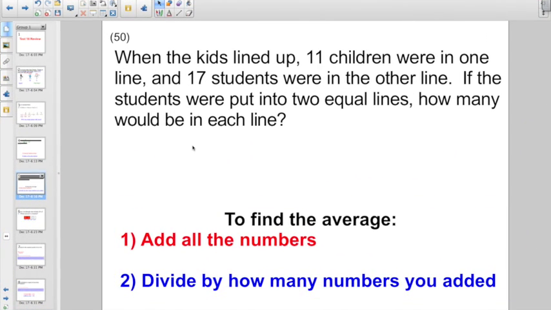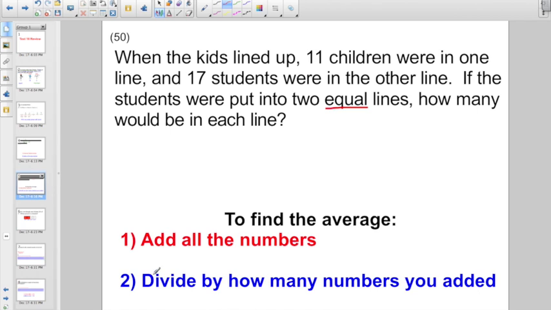Check out this one coming at you from Lesson 50, which is all about how to find an average. And here it is saying, when the kids lined up, 11 children were in one line and 17 students were in the other line. If the students were put into 2 equal lines, there is your clue word that you're doing an average when you make everything the same or equal. How many would be in each line?